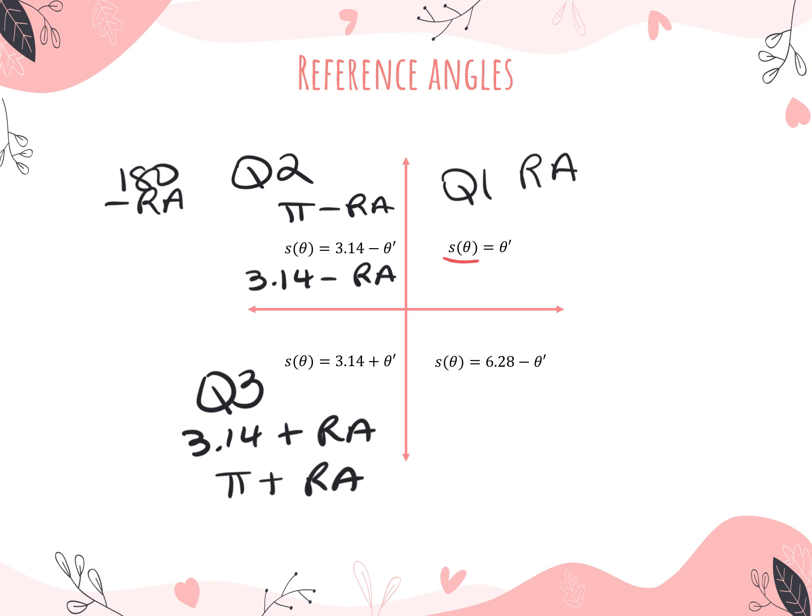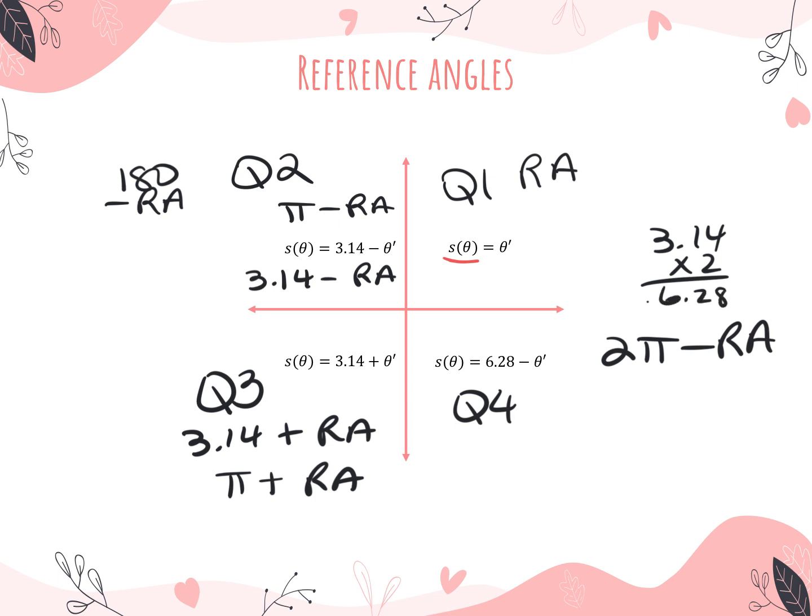And then in quadrant 4, this 6.28 is really 2 pi minus the reference angle. So if you do 3.14 times 2, that's how you get the 6.28 that they have listed there. So you're going to take 2 pi and subtract the reference angle. But when we do these notes, we're just going to use 3.14 and 6.28. We're not going to use our pi button. So let's go ahead and do some examples with the calculator first.